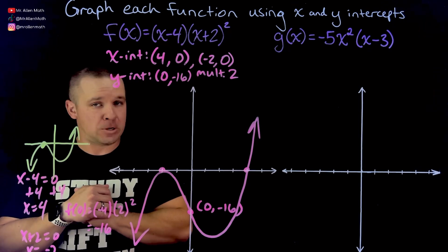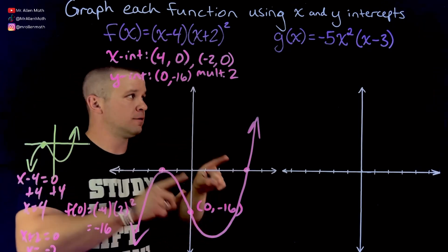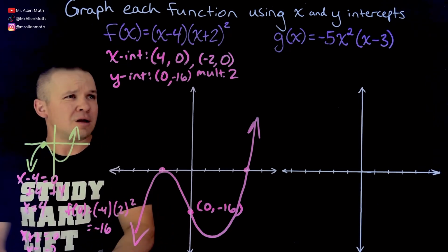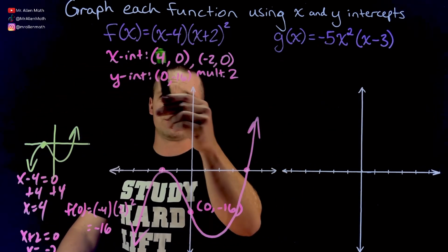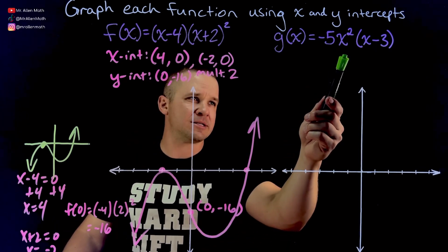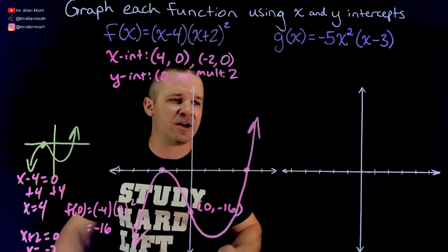All right, cool, awesome. Any questions? No questions. Let's do this one over here now, which is an interesting one because I've got a -5 out front. This one didn't have a lead coefficient like that. It's just 1. Then I got x squared by itself. Weird, nothing's added there. And then I have x minus 3.